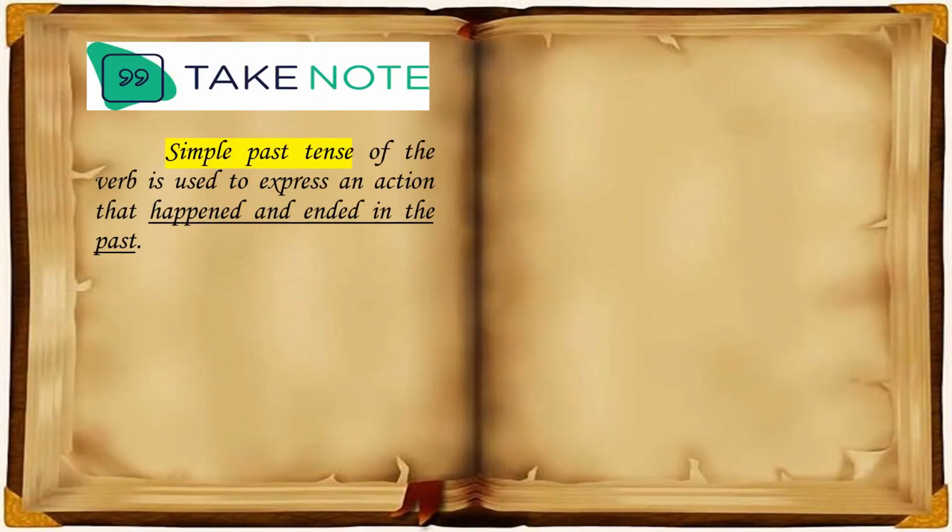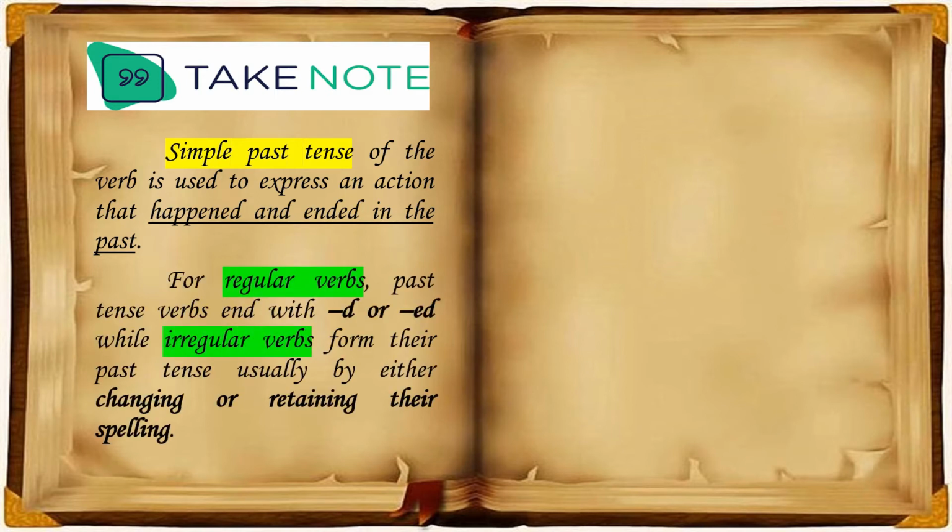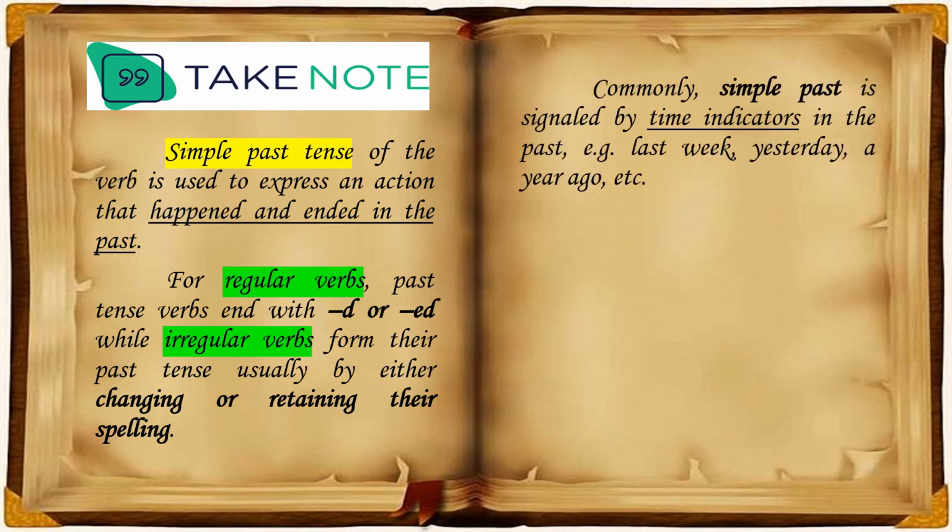Simple past tense of the verb is used to express an action that happened and ended in the past. For regular verbs, past tense verbs end with d or ed, while irregular verbs form their past tense usually by either changing or retaining their spelling. Commonly, simple past is signaled by time indicators in the past, for example, last week, yesterday, a year ago, etc. Let's look at these example sentences.